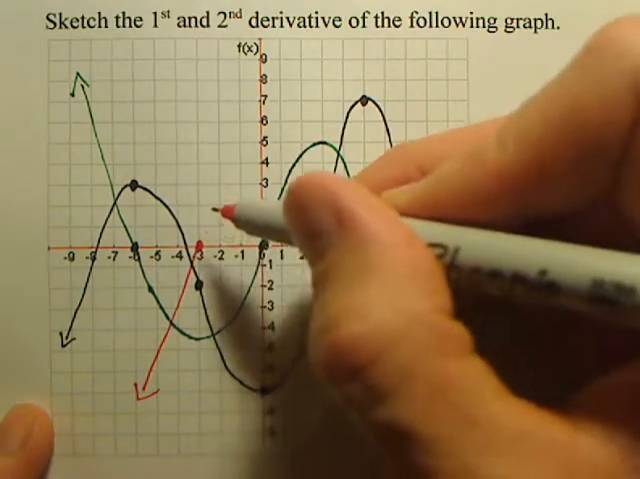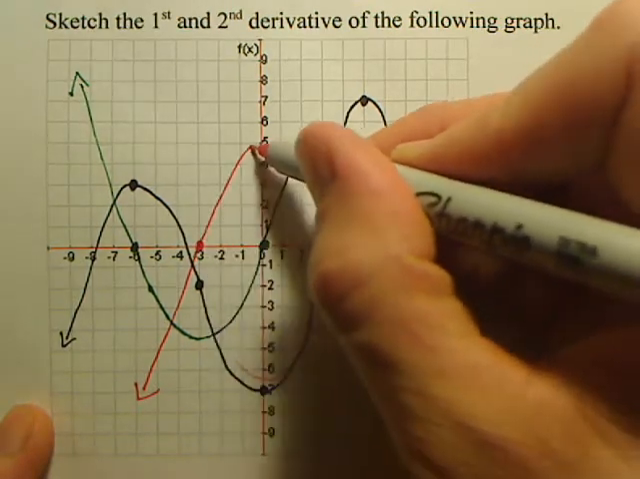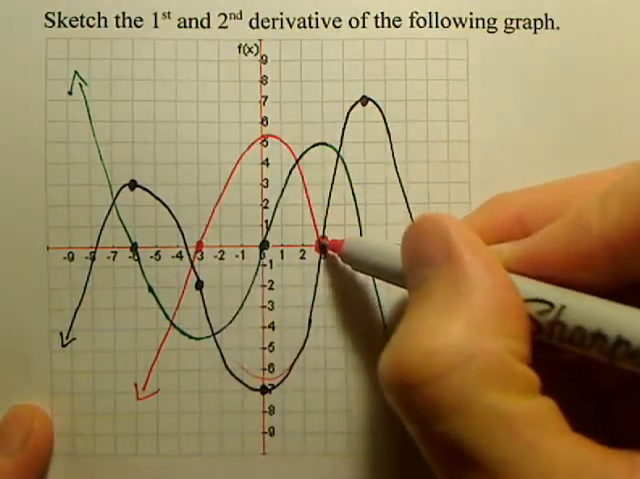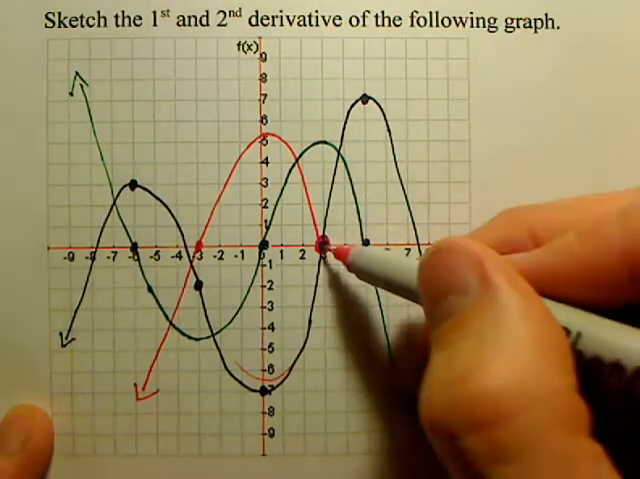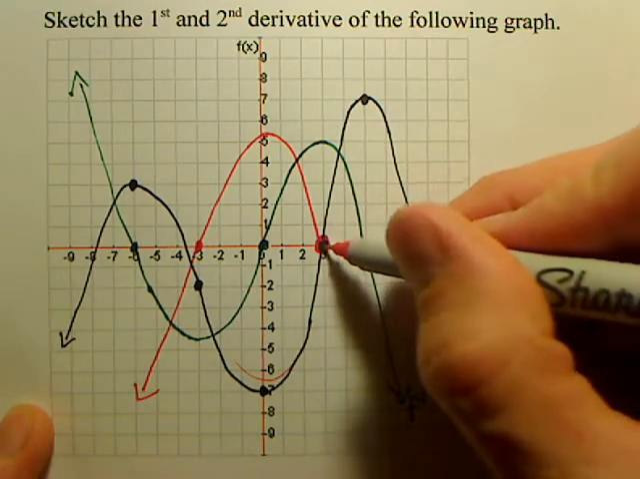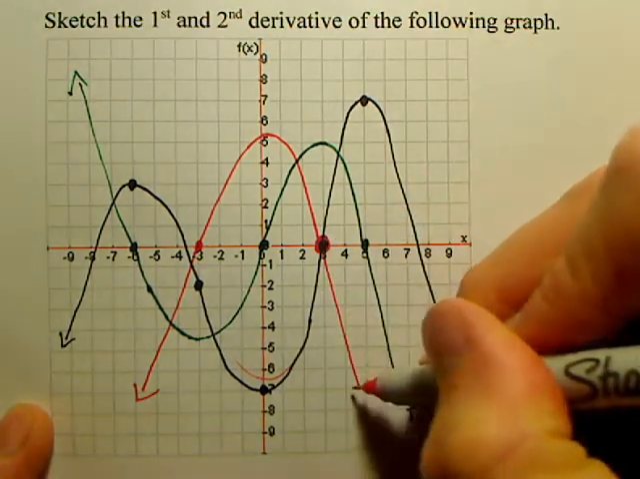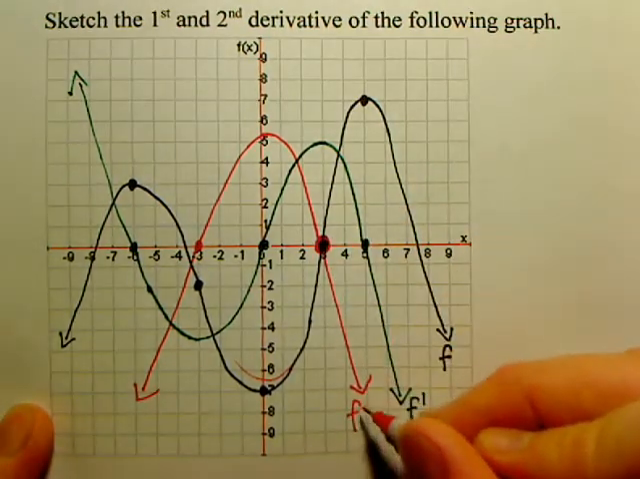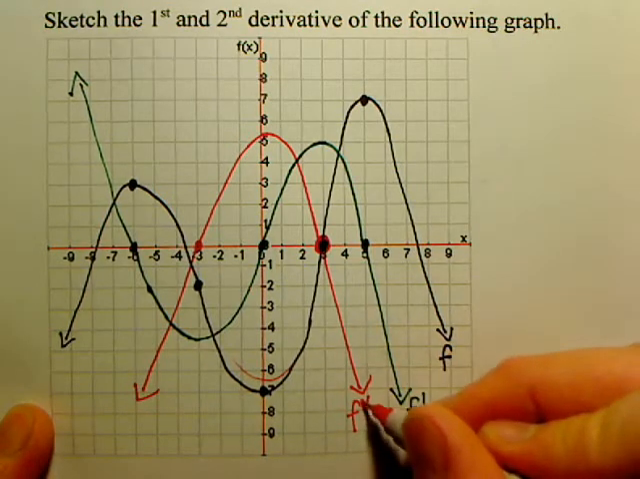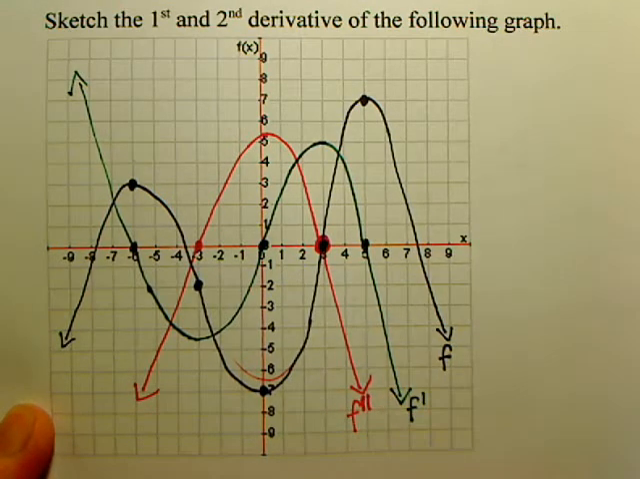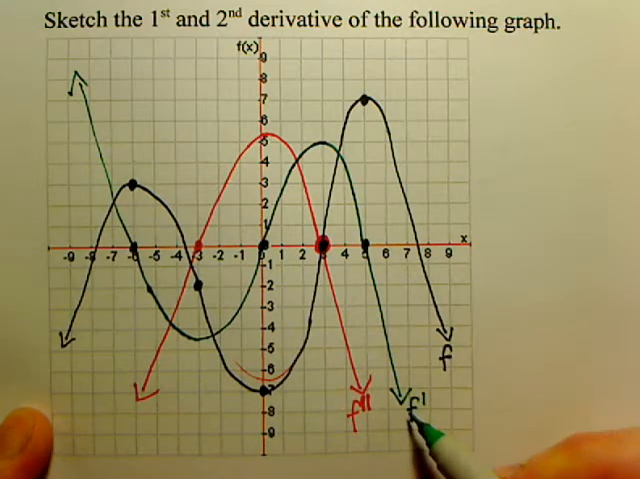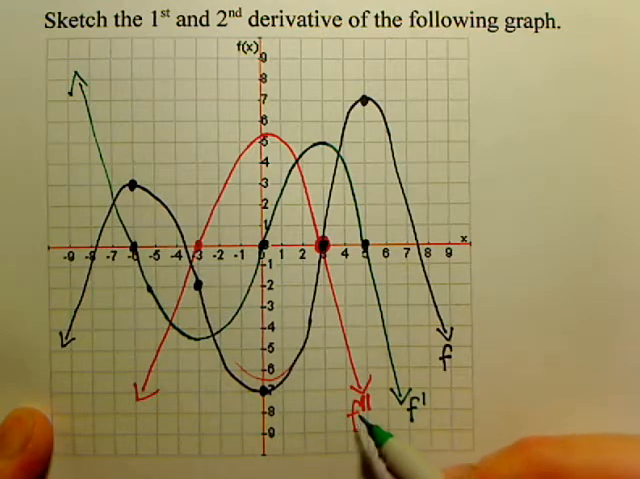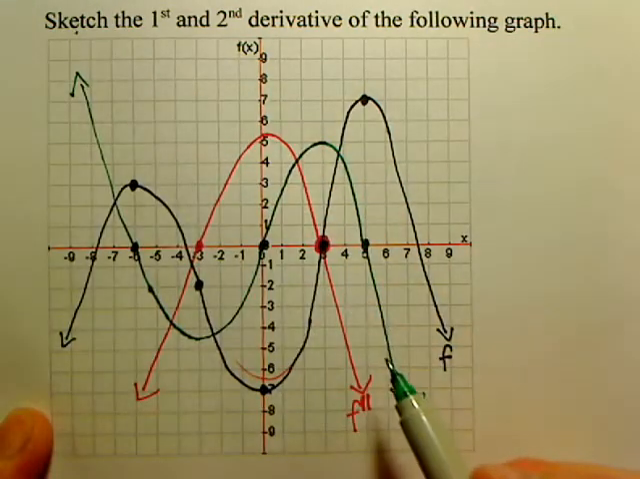So wouldn't positive second derivatives be something like that? And from here to here, going on, aren't those concave down? So the second derivative would be negative. That would be your second derivative. All right, so we did all those. Now, we've got our regular function in black, then our first derivative in green, and our second derivative in red. These are sketches, not exact graphs.